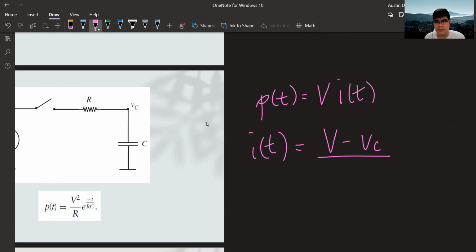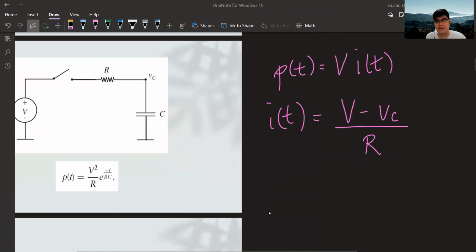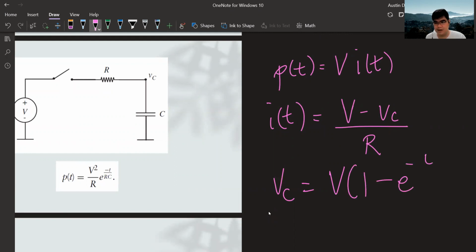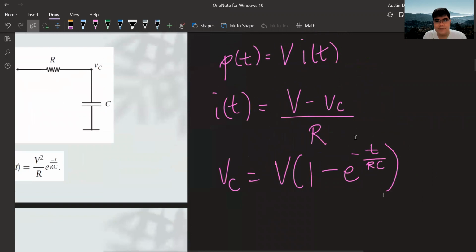Hindi natin lalagay yung dependency on time. Divided by the resistance R. Straightforward naman, di ba? And then, from previous examples, alam natin na yung charging the capacitor would give you this equation: 1 minus e raised to negative t over RC, for a simple RC circuit. Okay?